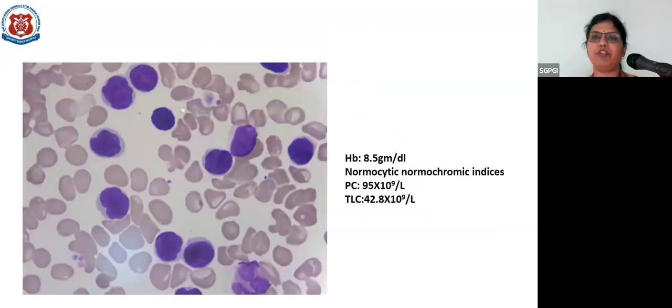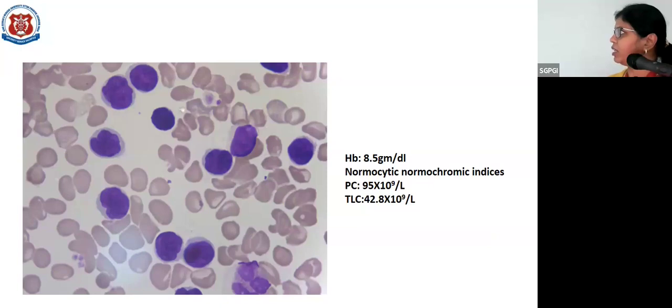So first and foremost, we'll see the peripheral blood smear. So here you can see that there's an increased count, and you can see there is an increase in the proliferation of lymphoid cells. Now, this is a normal lymphocyte. If we compare with this, we can see the cells are larger, that is medium sized, and they have irregular nuclear outlines. Few also had slight cytoplasmic projections.